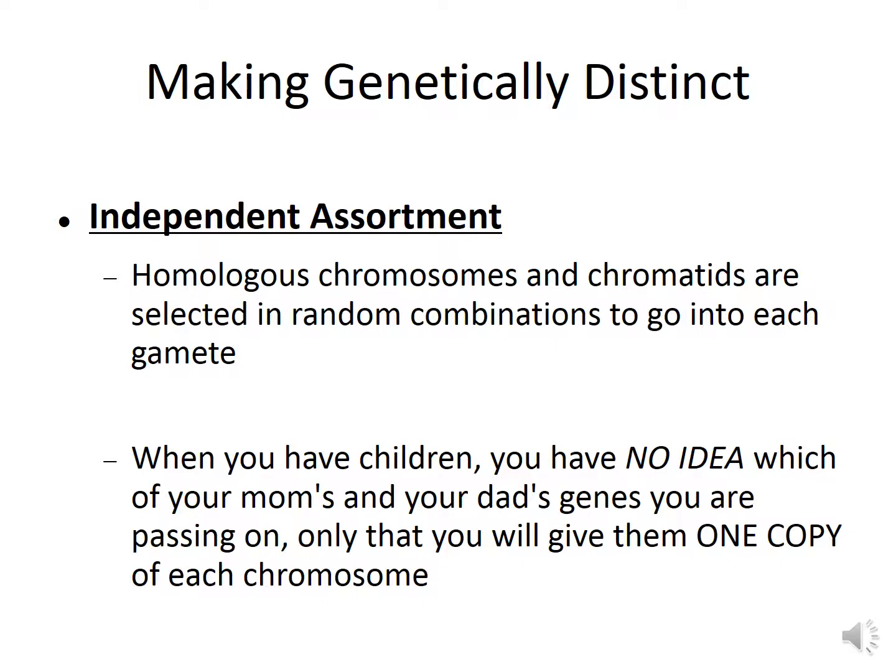The other factor that makes these egg cells or sperm cells genetically distinct from one another is something known as independent assortment. Independent assortment tells us that these individual chromosomes go into the egg or sperm cells independently of one another. In other words, there is nothing that determines whether it's mom's gene or dad's gene that you're going to pass on.